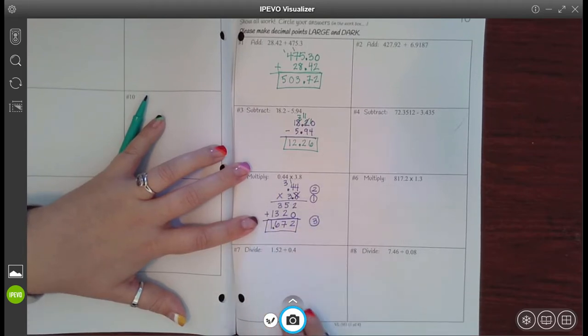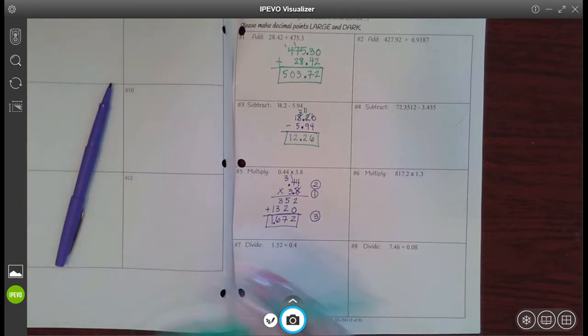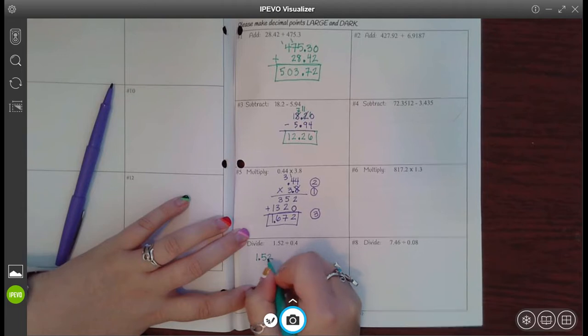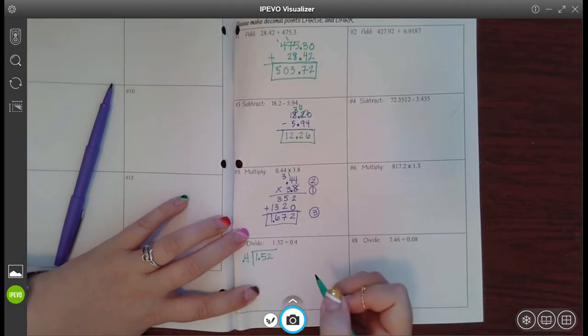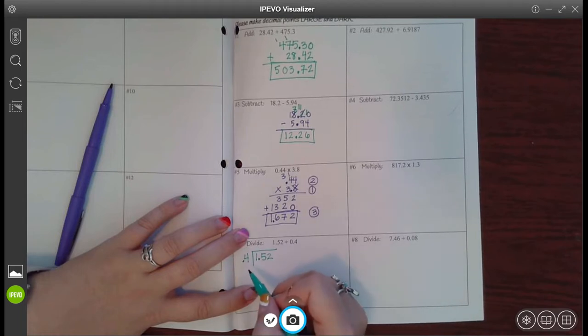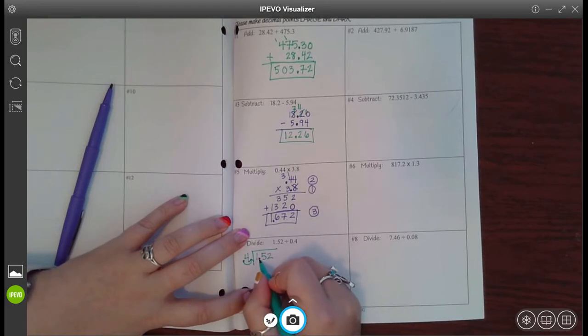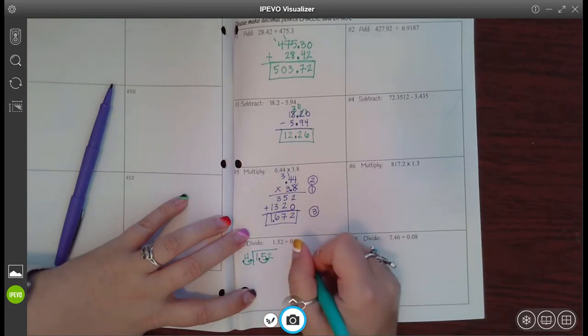1.672. For my next one, we're dividing. Whatever comes first always goes inside the house, and whatever comes second goes outside the house. Now, when you're dividing, you can't divide with decimals, so I need to get rid of it in the divisor. So I'm going to move it over once in the divisor, which means I need to move it over once in the dividend as well.